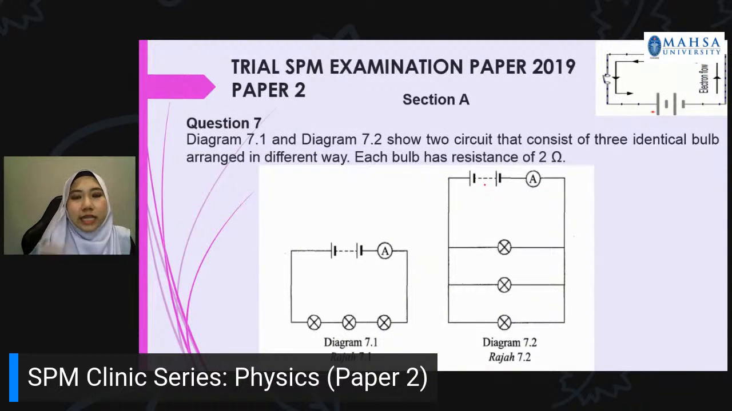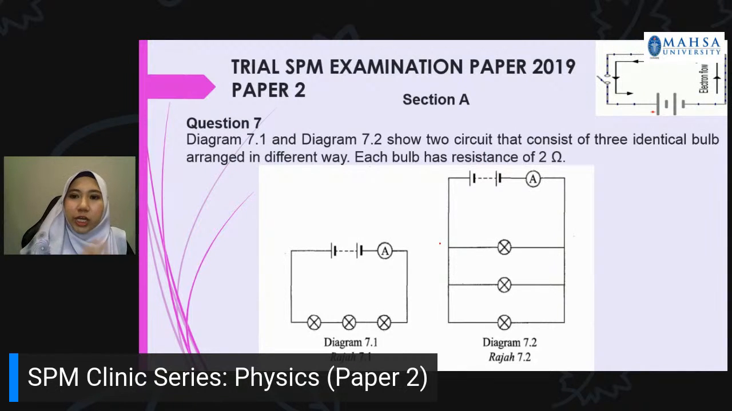Let's move to the next problem, which is trial SPM examination paper 2019, section A, question 7. Let's read the question. Diagram 7.1 and diagram 7.2 show two circuits that consist of three identical bulbs arranged in different ways. You have again two diagrams, 7.1 and 7.2 here, but the difference is the position of your identical bulbs. And you are given the value that each bulb has a resistance of 2 ohm.